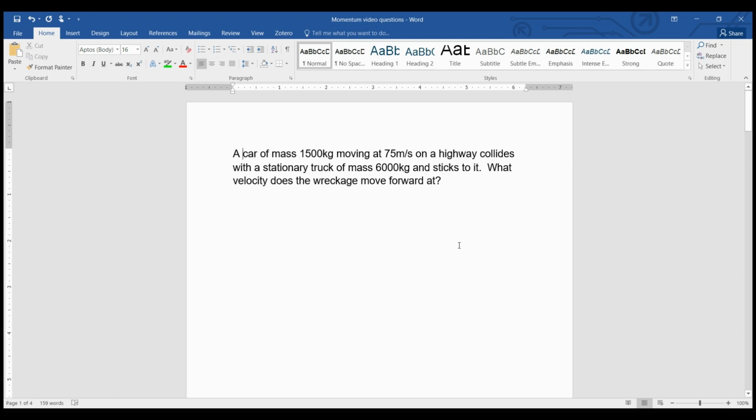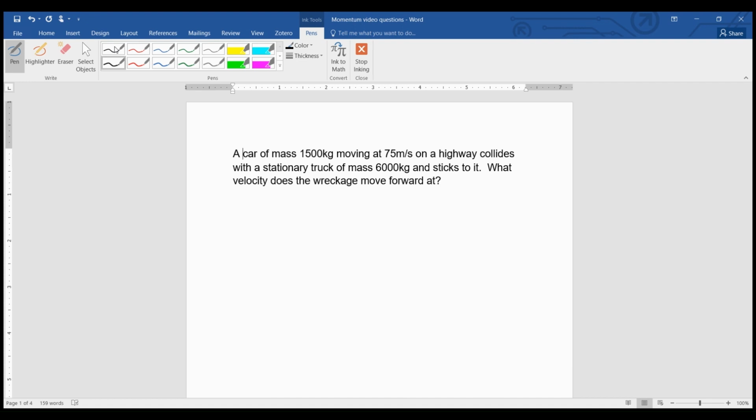Okay, let us solve some questions in momentum. The first question says a car of mass 1500 kilogram moving at 75 meter per second on a highway collides with a stationary truck of mass 6000 kilogram and sticks to it. What velocity does the wreckage move forward at?